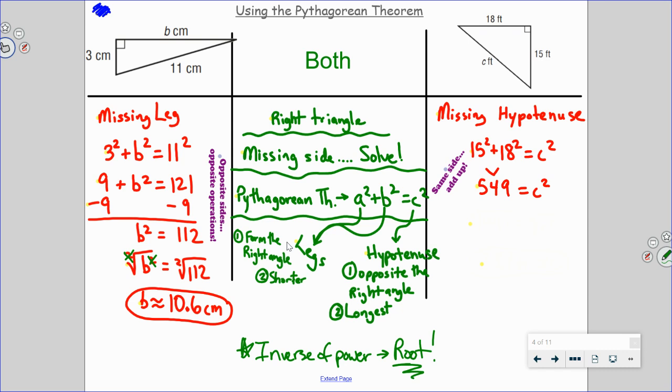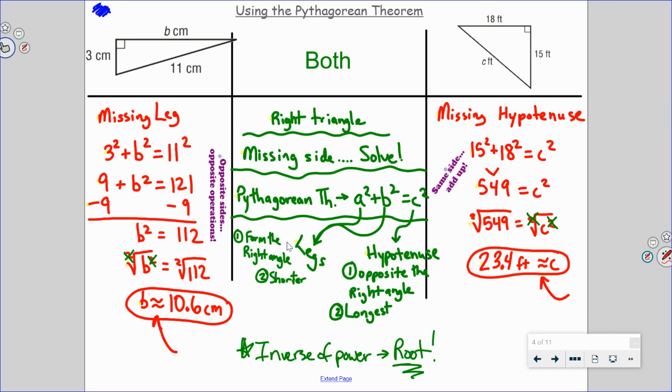On the other hand, on the right side, to get rid of a square power, we take a square root, and this leaves us with c equals about 23.4. Interesting similarity here: neither of these answers was perfect, and we had to round both to the nearest tenth. But the most important part, ladies and gents, is understanding that on the left side, we know the hypotenuse. We're missing one of the legs. On the right problem, we don't know the hypotenuse, but we know both of the legs.